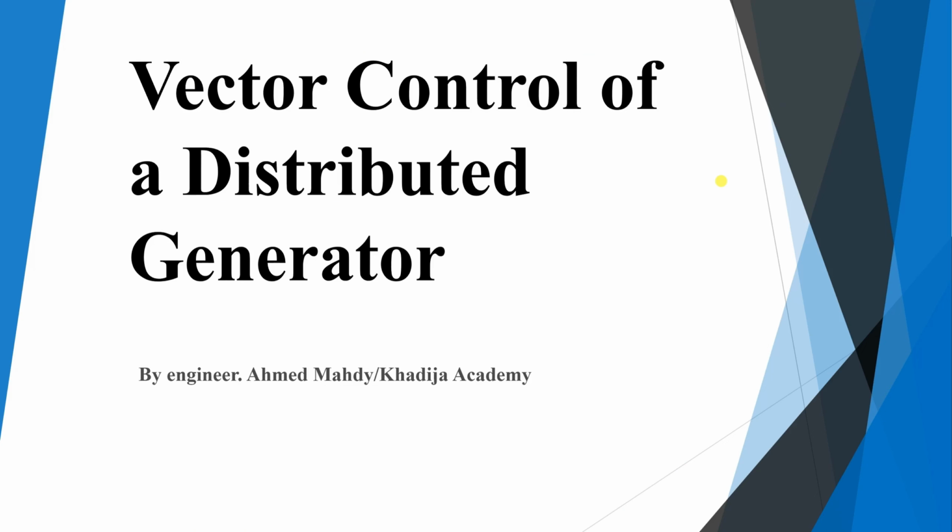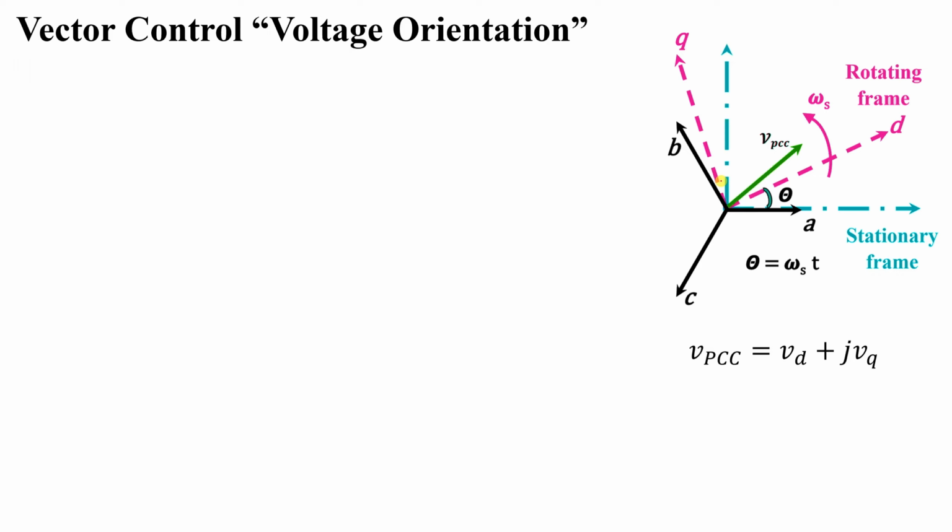Hey everyone, in today's lesson we will understand how we can use vector control, in which we are going to use the DQ, or the direct axis and quadrature axis, currents in order to control our DG. Now, how can we combine what we learned? What we are going to use is called the voltage orientation.